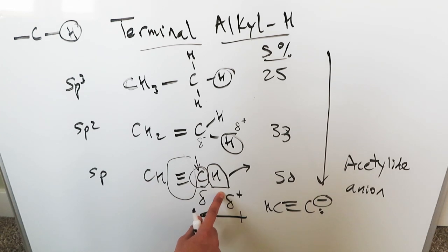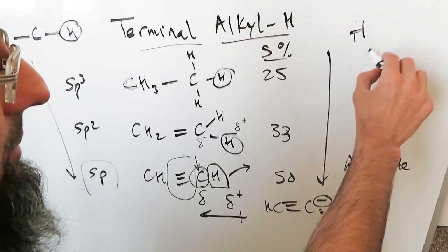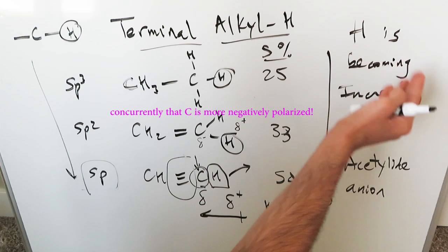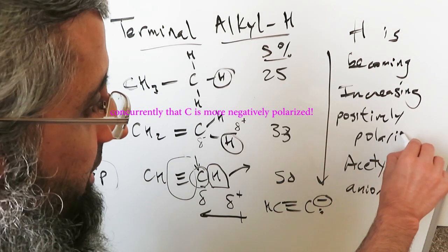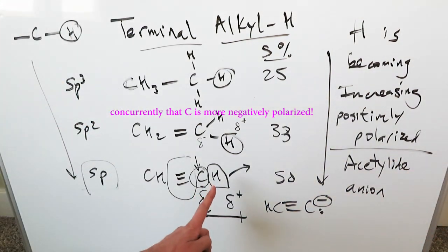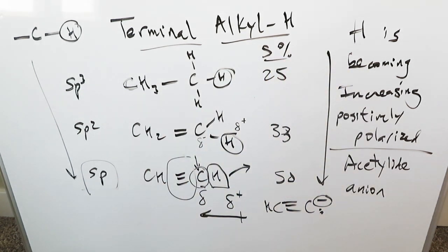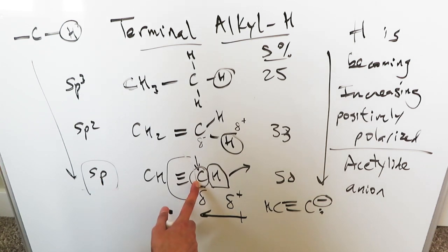What you want to remember here is that as the sp hybridization increases, the terminal hydrogen is becoming increasingly positively polarized. And what does that mean? It can be plucked away because it has a partial positive character, making it acidic, and it can be deprotonated. Hydrogen is becoming increasingly positively polarized when found in a molecule with relatively high s character, especially when it's bonded to an atom with very high s character. That terminal alkyl hydrogen becomes acidic.